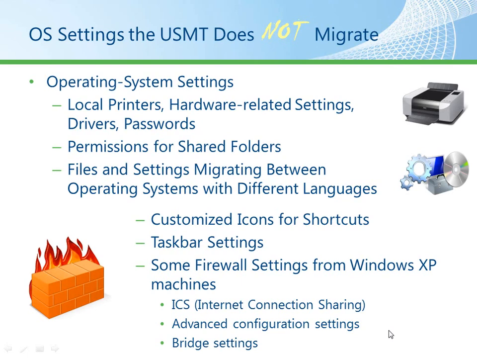Taskbar settings. When the source computer is running XP, the taskbar settings will not migrate. And there are also some firewall settings that are not migrated if the source computer is running Windows XP. The first of which is obviously ICS, or Internet Connection Sharing. That's not migrated because it can make the network less secure if it's migrated to the destination computer. Also, the firewall advanced configuration settings are not migrated because of increased security risks. And then finally, the bridge settings are not migrated. For example, if you're bridging a virtual private network to a second network adapter, those are not migrated.